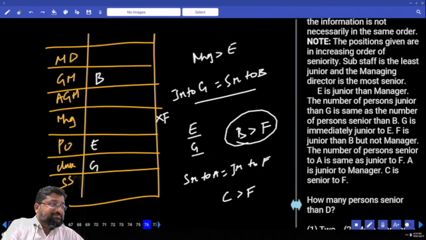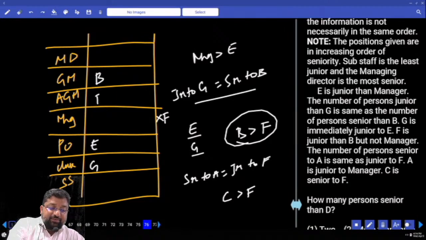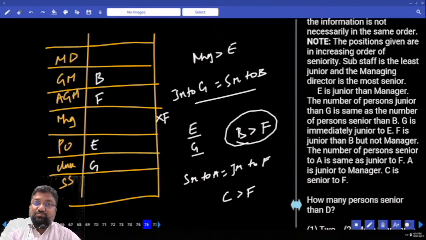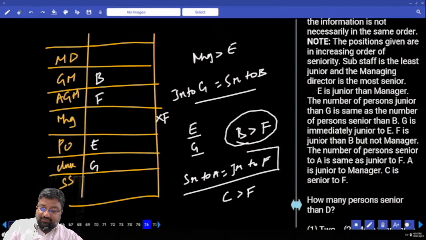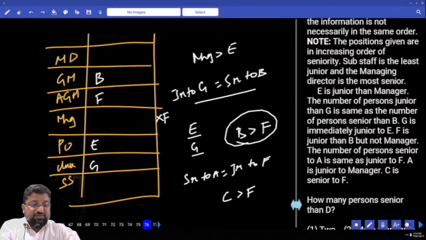But F is not the manager. Then how many possibilities do I have? If I put F here, F is in which position from top? Third. And then who should be in the third position from bottom? A. Yes or no? Is it possible? This is not possible. What should I do?